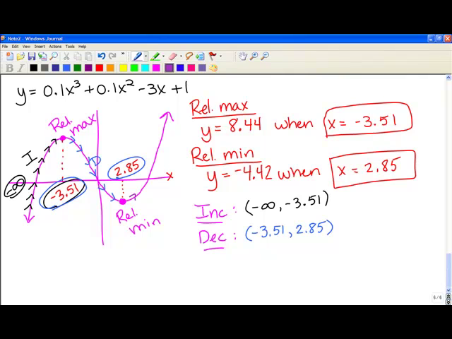Okay, and on the very last, on the right side, we have the function coming up. So it's increasing over here. So it's heading over to infinity since it keeps on going to the right. So for the increasing, I'm going to write 2.85 comma infinity.